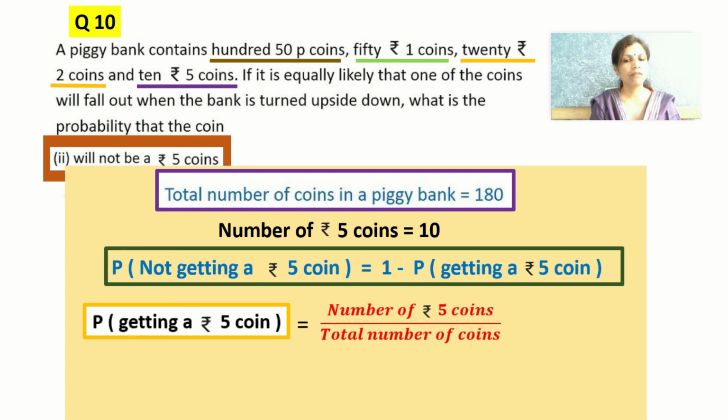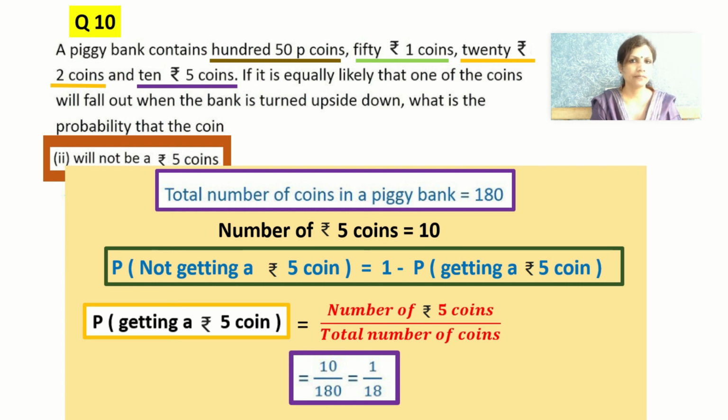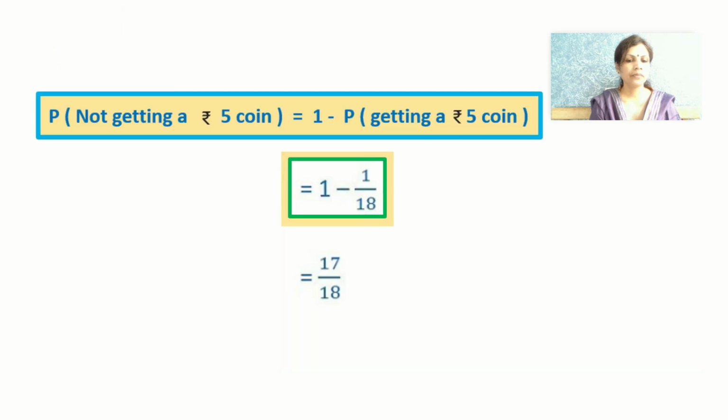According to our formula, the probability of getting a rupee 5 coin is the total number of rupee 5 coins upon the total number of coins. The total number of rupee 5 coins we have written as 10, and the total number of coins is 180. If you reduce it to lower terms, you get 1 upon 18. So 1 upon 18 is the probability of getting a rupee 5 coin. What are we asked? We are asked the probability that the coin will not be a rupee 5 coin. As I said, we will substitute the values into the formula. Probability of not getting a rupee 5 coin is equal to 1 minus the probability of getting a rupee 5 coin. We have just calculated this. It is 1 minus 1 upon 18, and if you solve it, it is 17 upon 18. So this way you can solve the third part of the sum.